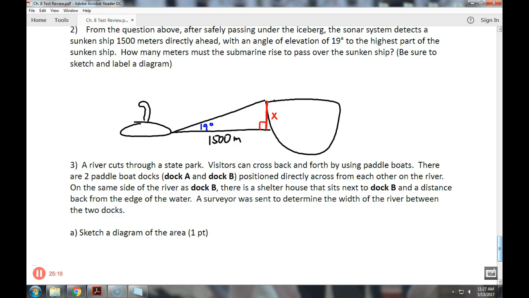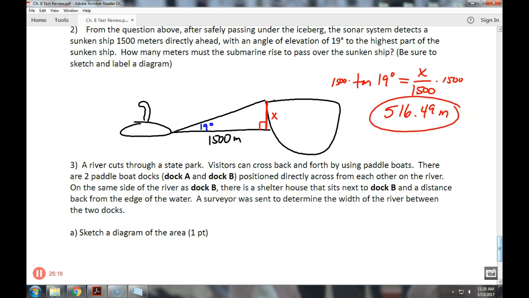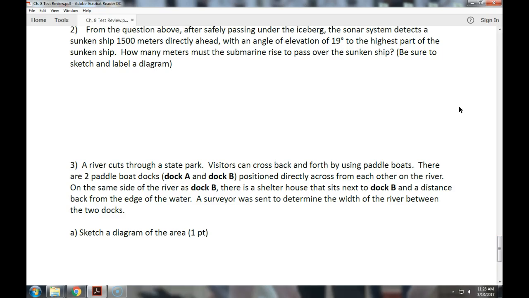So this is also a tangent problem. The tangent when standing at 19 degrees is opposite over adjacent, and multiply by 1,500 to both sides. And that one shakes out to be 516.49. So 516.49 meters. So not too bad. Now number three is the rough one.